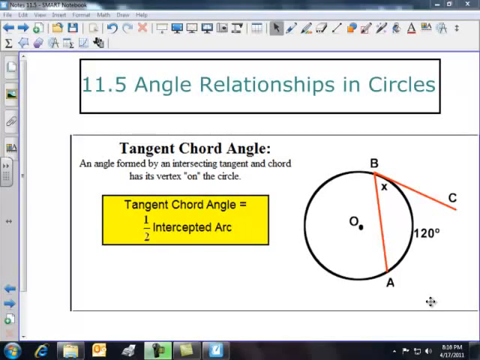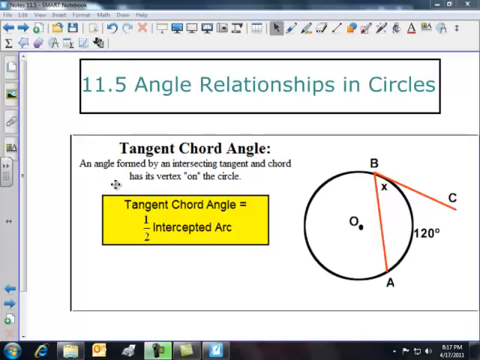Well, good evening and welcome back for the notes for section 11.5, which is called Angle Relationships in Circles. We will be looking at how some different angles are set up, whether the vertices of those angles are actually on the circle or outside the circle, or even somewhere inside of the circle, maybe not as specifically as what we've talked about before.